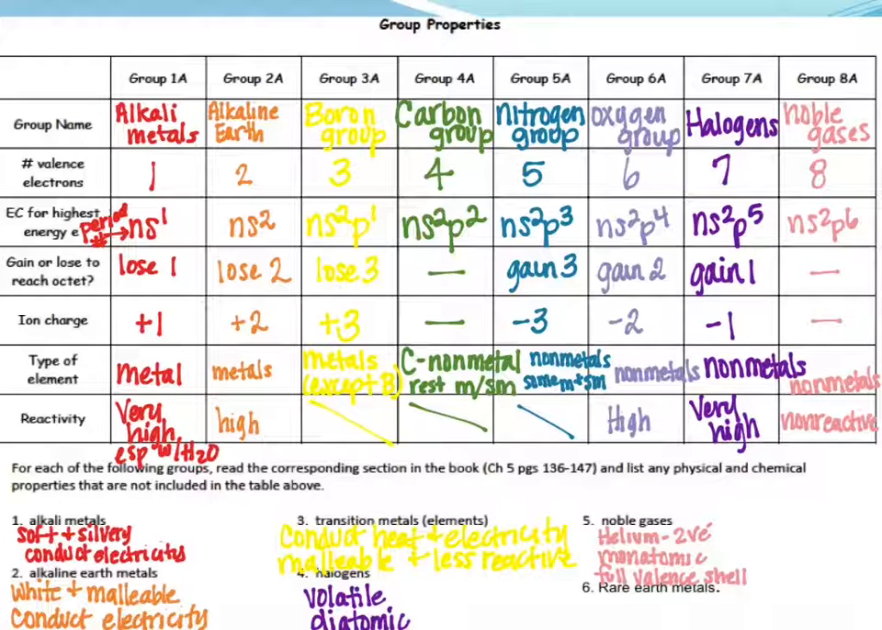Okay, lastly, I need you to take a look at the rare earth metals. Some are radioactive. These are silvery gray, and they conduct electricity.